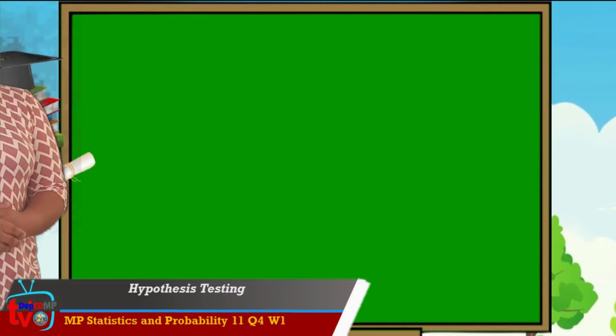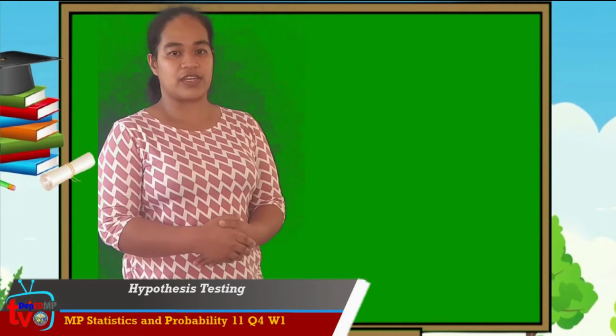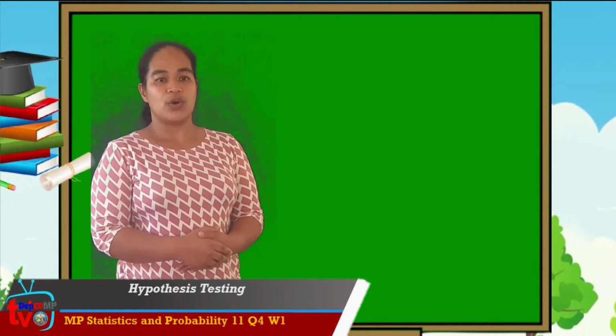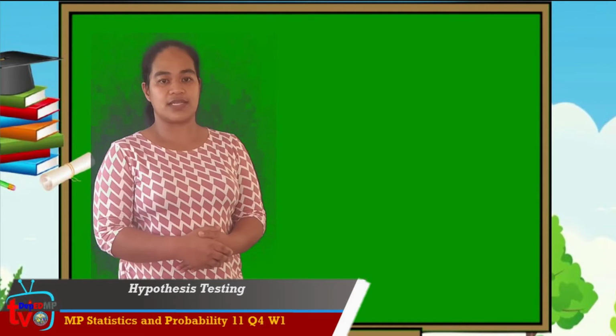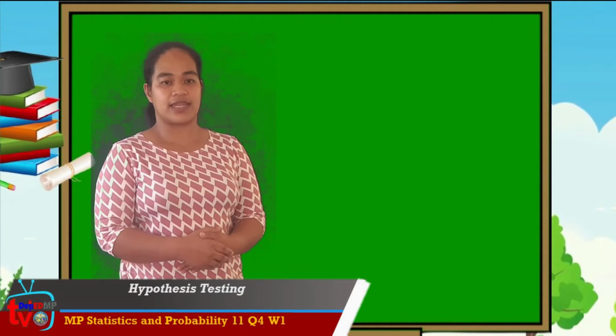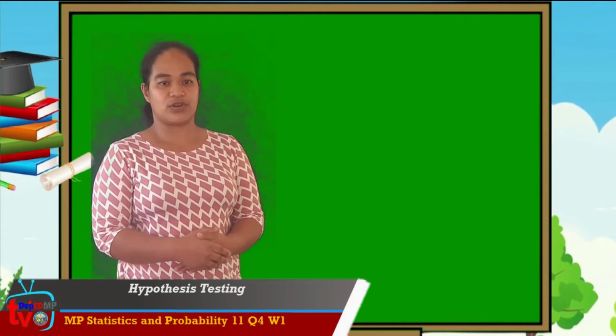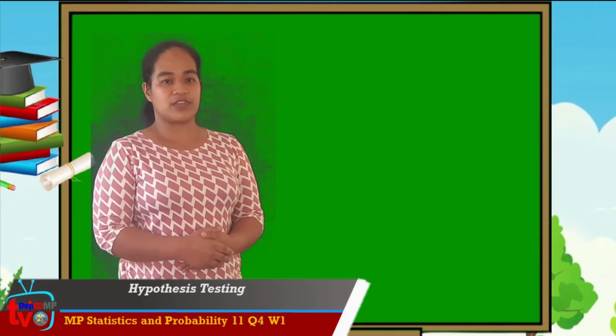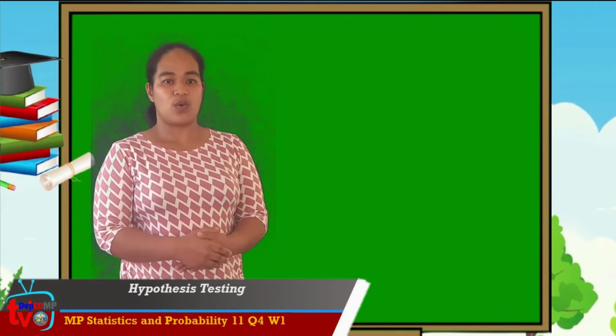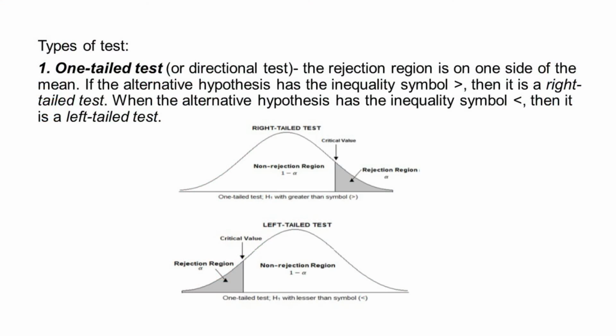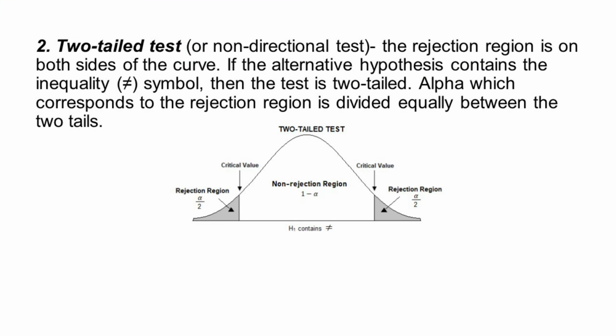To identify the rejection and non-rejection area, which will be our basis in accepting or rejecting the null hypothesis, we need to identify the nature of our hypothesis first. The two types of tests are one-tailed test or directional test and two-tailed test or non-directional test.